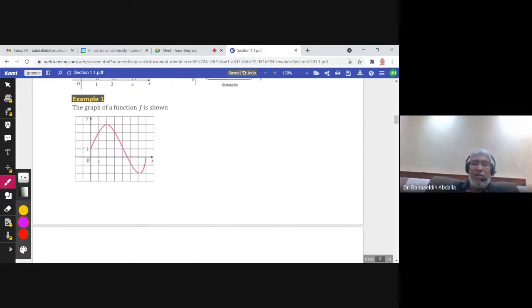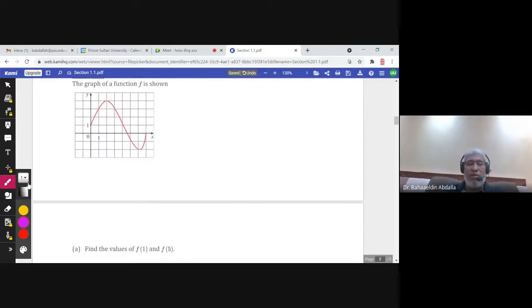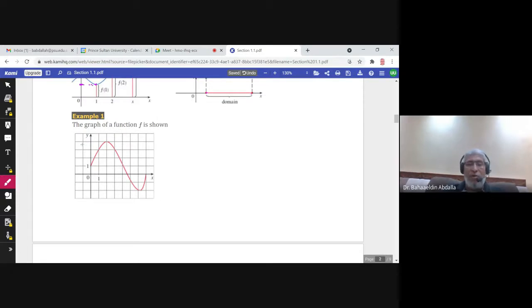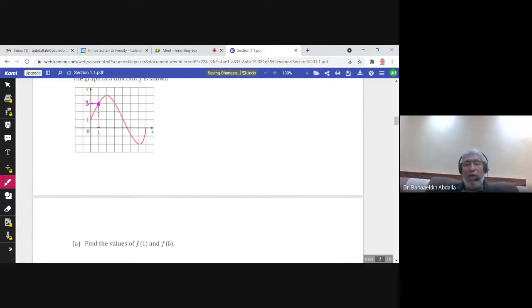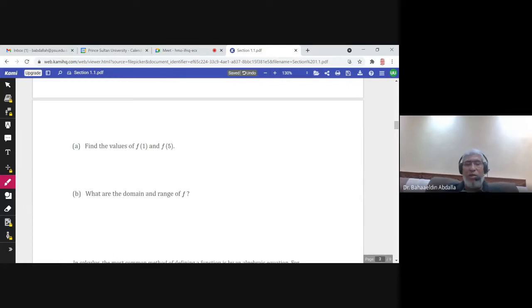And let us have this example. This is a function f, and the question: find the values of f of 1 and f of 5. Well, this is 1. And to find f of 1, I go up to here. This is f of 1. If you go here, 1, 2, 3. So f of 1 is 3. So what is f of 1? It is 3.